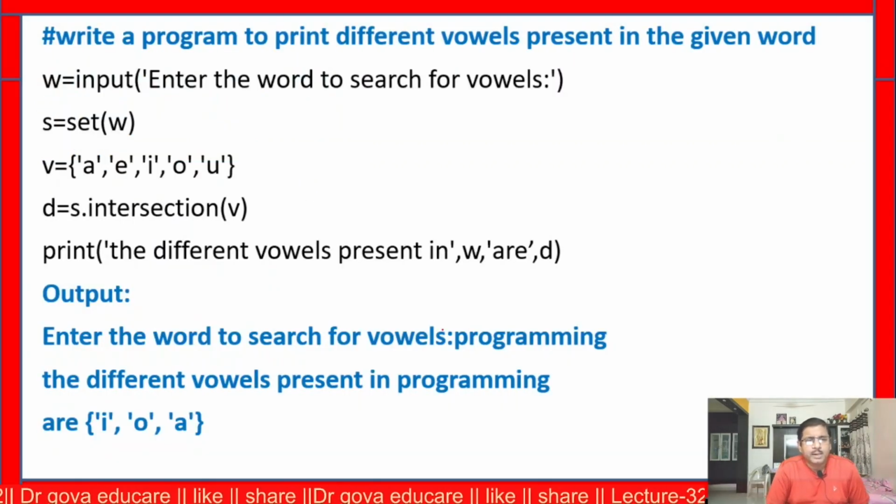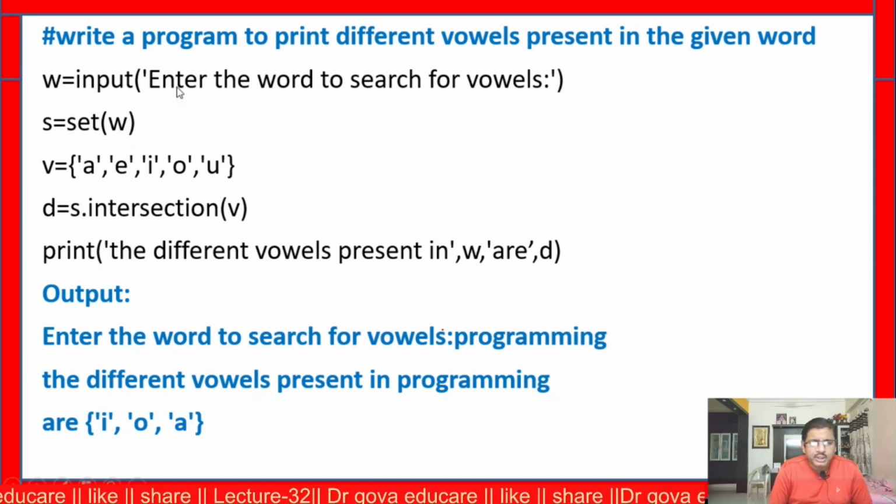Now this is the program. Write a program to print the different vowels present in the given word. Say I want to enter some word. I am converting this word into a set. Now I want to find the common elements of the sets. Now this is V is equal to A, E, I, O, U, the vowels. I want to find the intersection of S and V. That intersection is again a set D. This D will be displayed on the screen.